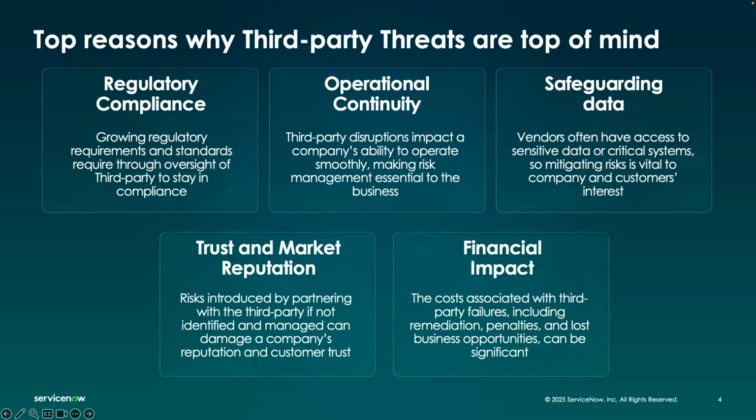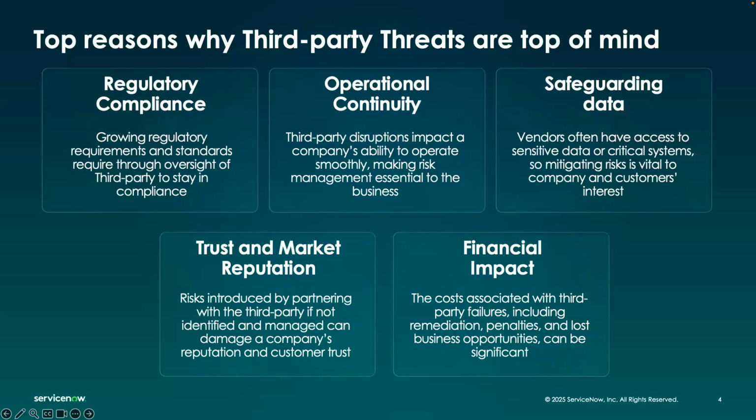Third, safeguarding data. Vendors often have access to sensitive data, customer records, internal IP, financials, etc. If their systems are compromised, your data may be at risk. Companies are acting faster to assess and monitor vendors to avoid data breaches that could result in reputational and financial damage. Fourth, trust and market reputation.